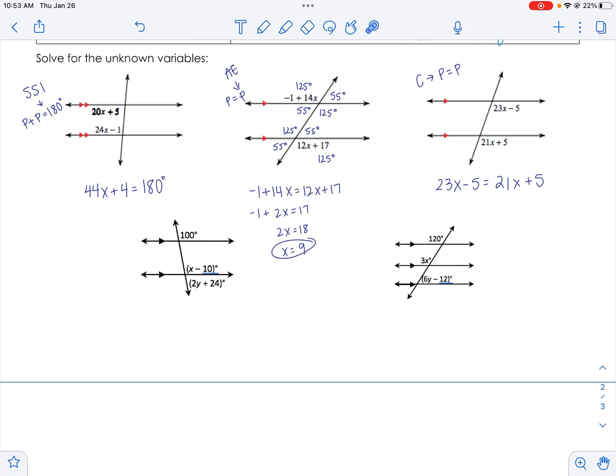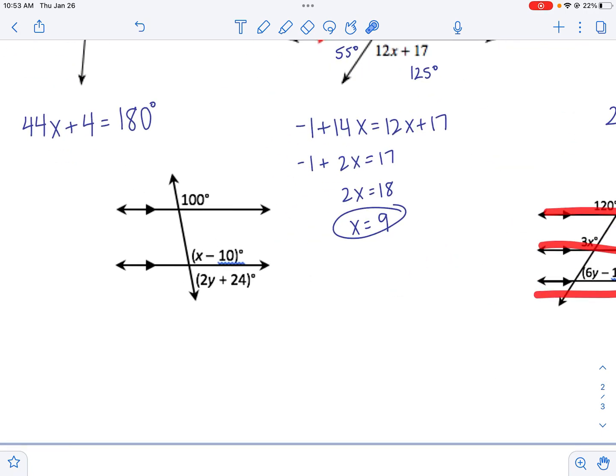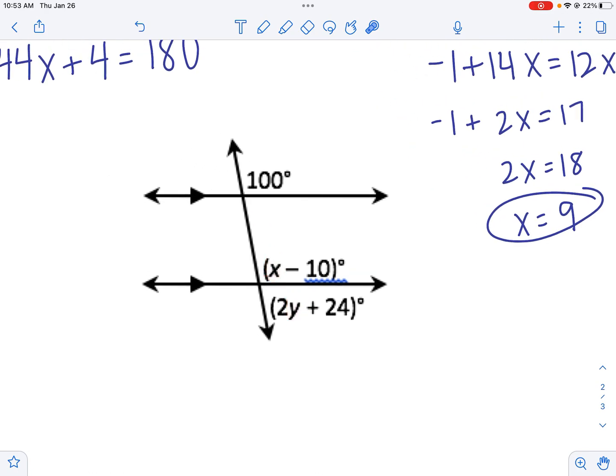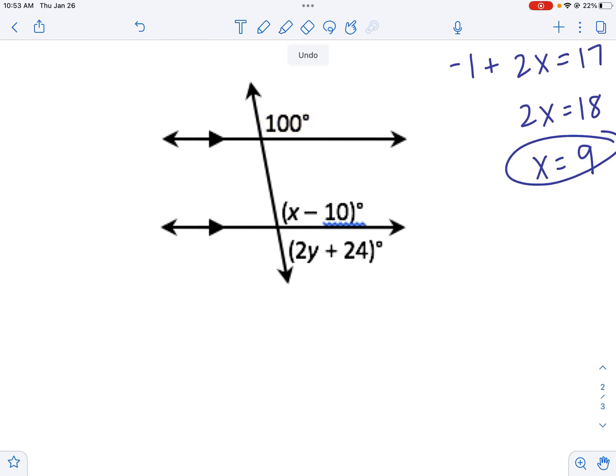Now, sometimes you'll have multiple lines, or sometimes you'll have multiple variables. So this one has an x and a y. That's okay, because we're going to use what we know, and that's that 100. Keeping in mind that if you have two variables, we're probably going to have to set up two equations. So let's take a look first at x.